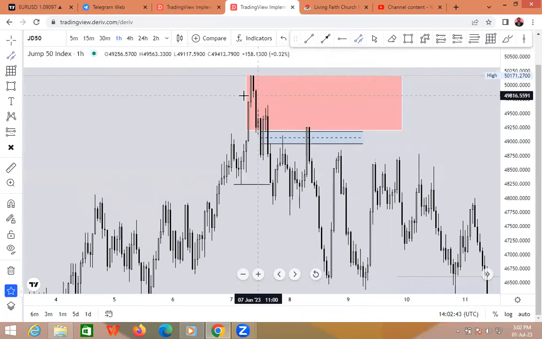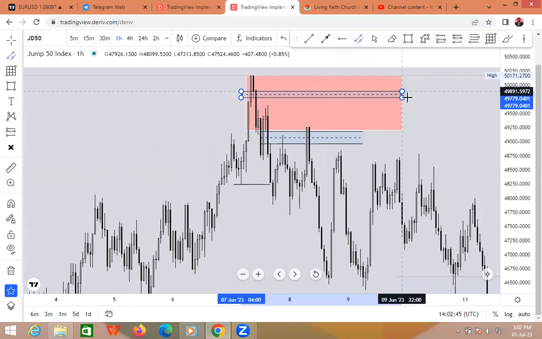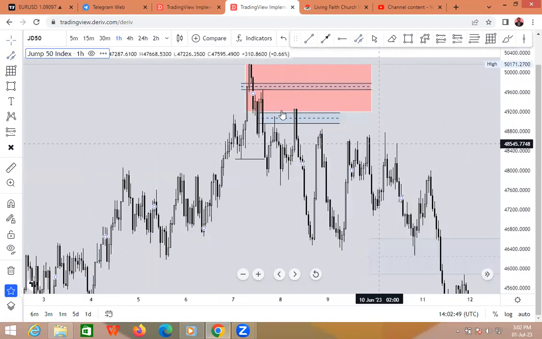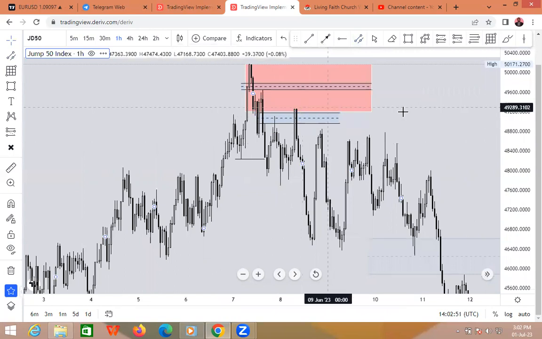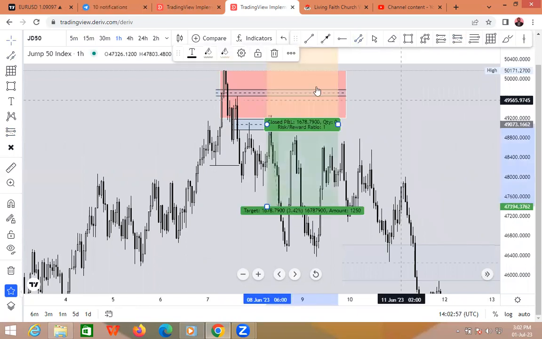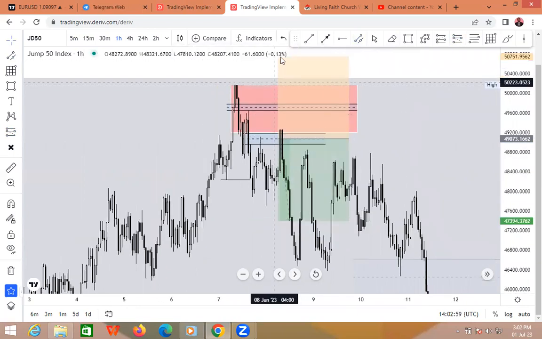Just mark them out and wait for price, just the way we mark all the IPAs there. And wait for price. So price came, tapped here. That was the entry. Like that was the entry. 50% of the IPA and price left.